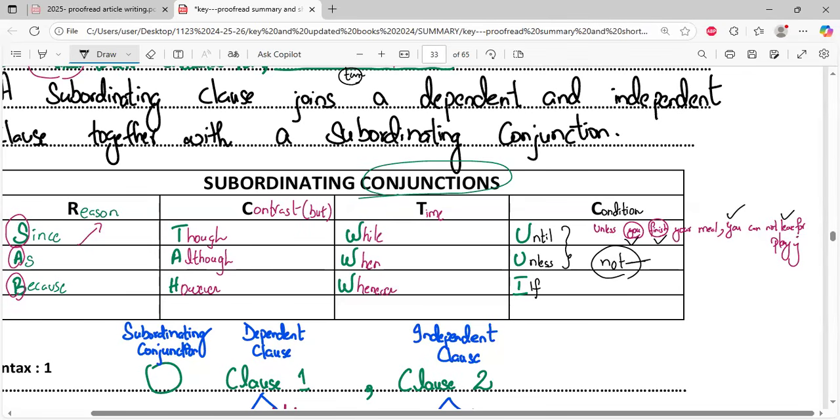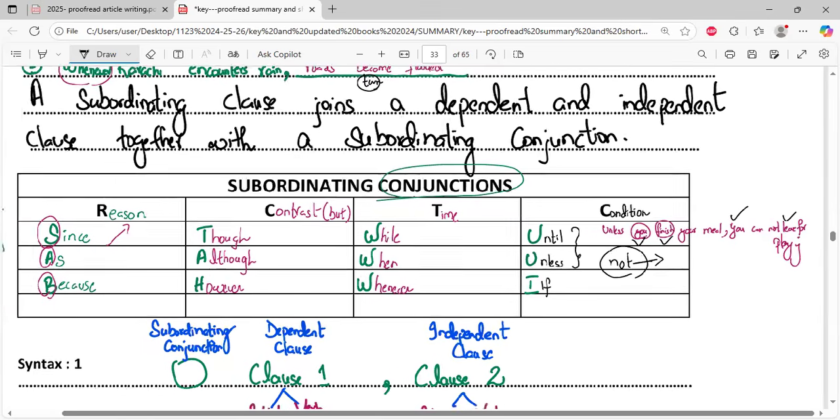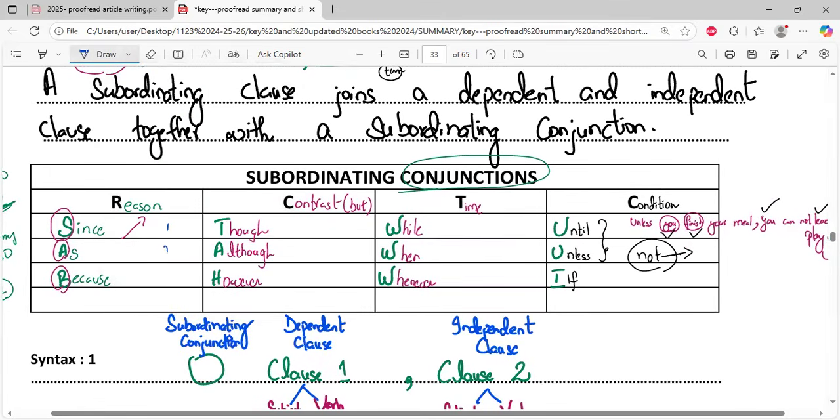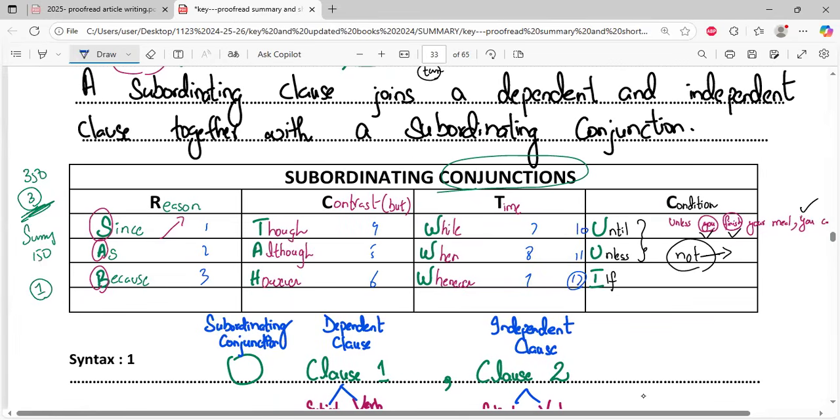So in most of these contexts, not is complemented. And the same can be written with if. If you do not finish your meal, you cannot leave for playing. All of these words are used to put in some conditions. Although they look like 12 different words, dekho, let me count it for you. 1, 2, 3, 4, 5, 6, 7, 8, 9, 10, 11, 12. But like I said, you only have to use three of these in your entire writing. You can pick one from reason, one from contrast, and one from condition if you are finding time difficult. So what this table does is make learning easier.